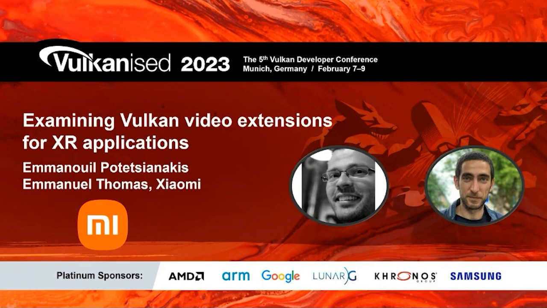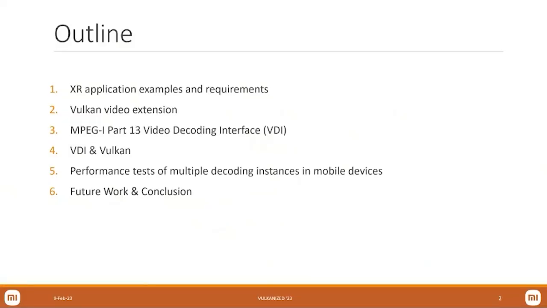For XR applications, this is the outline of my presentation. Basically, we're going to start by showing you some examples about different XR applications and their requirements. Then we're going to talk about where the Vulkan video extension fits. And then since we are doing also standardization about MPEG, we're going to show you a work we are doing on video decoding interfaces called VDI, which is MPEG-I part 13, the working name, where those two technologies, Vulkan and VDI, fit together. And we run some tests to show performance that we have for XR applications before we're moving on to the future work and the conclusions.